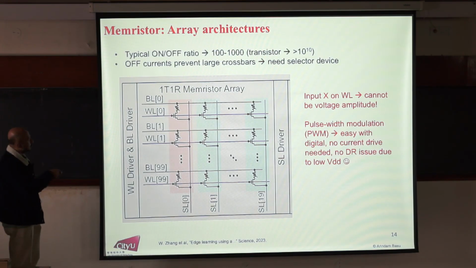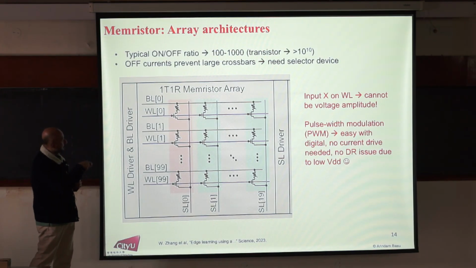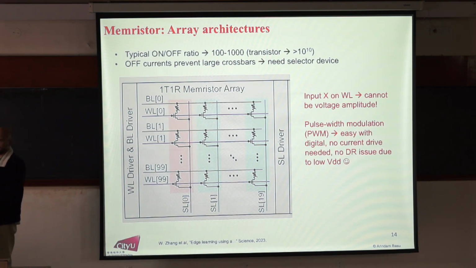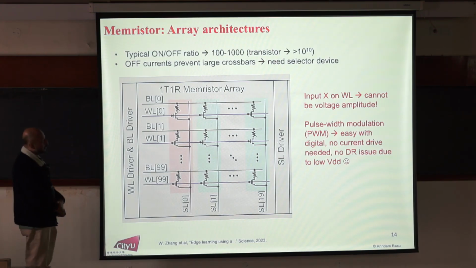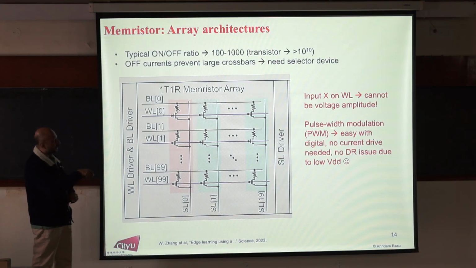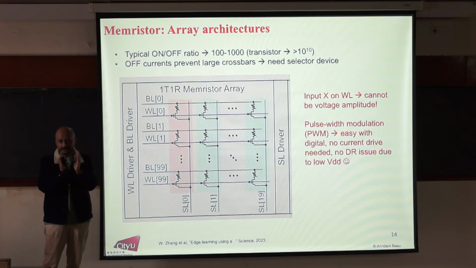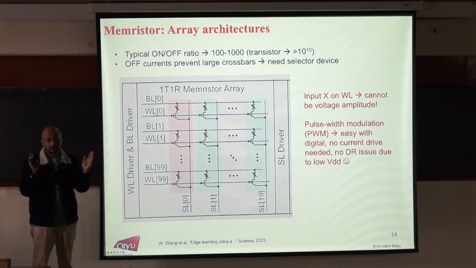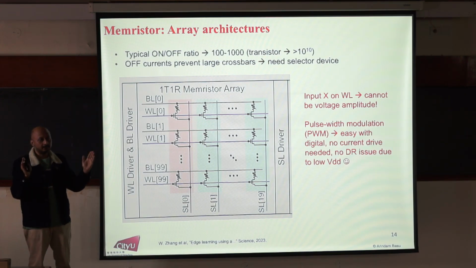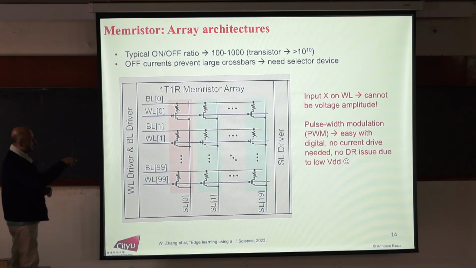But now the input comes on the gate of this MOSFET. If the input is coming on the gate of the MOSFET, I cannot change the voltage there and encode my input, because I'm using the MOSFET as on and off. So what to do? People started changing the pulse width, or the on time, of the MOSFET to encode the input. The longer the input is on, the longer the device will give current on this bit line.